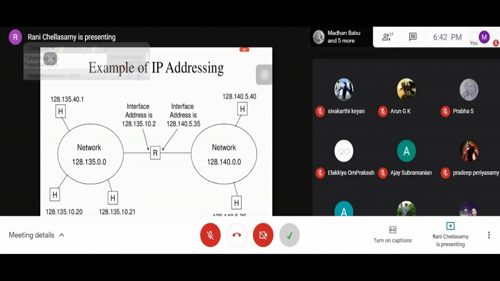In the first network it has 3 hosts, and in the second network 2 hosts are connected to it. An address with the host ID all zeros refers to the network, and an address with the host ID all ones refers to the broadcast packet.